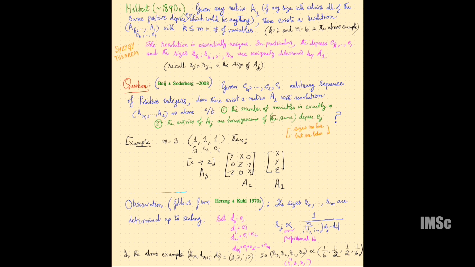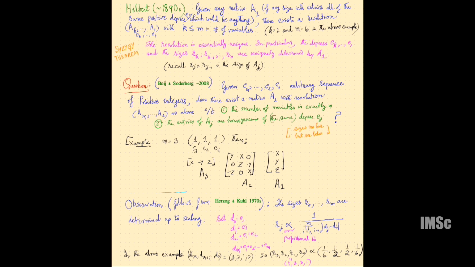So let's do an example. M equal to 3, and suppose all of E3, E2, E1 were 1. Then here is a solution to this problem. For A1, you take x, y, z, 3 variables, m is 3. A2 you take to be this matrix, and you can check that this resolves this, and A3 to be this matrix, which resolves this.